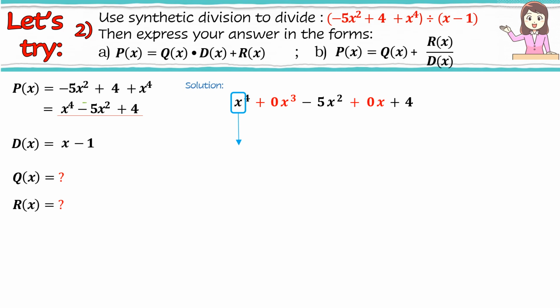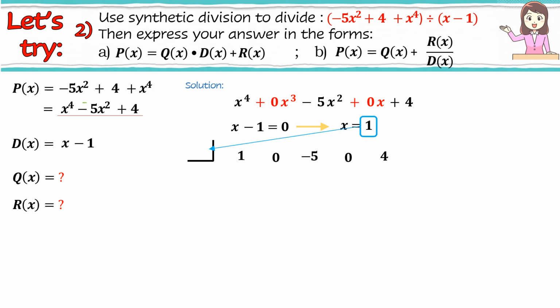So, ang numerical coefficient ng x to the fourth ay 1, positive 1. Ito ay 0. And then, ito ay negative 5. Ito ay 0. Ito ay positive 4. And then, let's have now the divisor. Ang ating divisor ay x minus 1. Equate natin yan sa 0 to get the value of x, which is, in this case, we have positive 1. So, that is positive 1. Ilalagay natin sa labas. And then, bring down the first number.